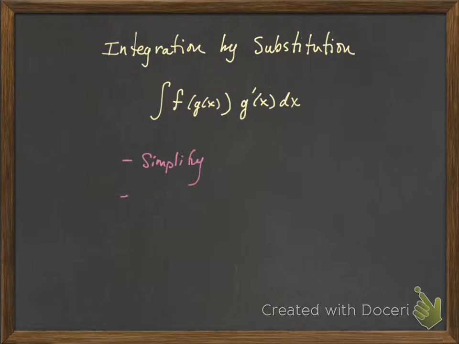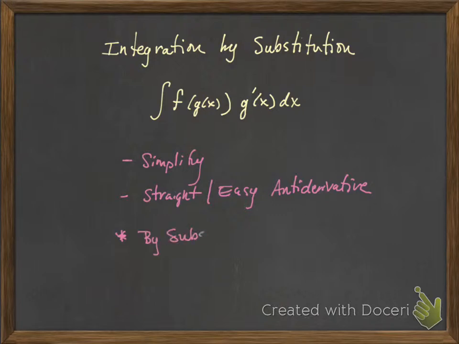The second thing, after you've simplified, is: is there a straight or easy antiderivative that you recognize? Is it the power rule? Is it a trig function? Something that you know the antiderivative of. So those are your first go-to. And then the third, which is the one that we're looking at here, is substitution. All right?